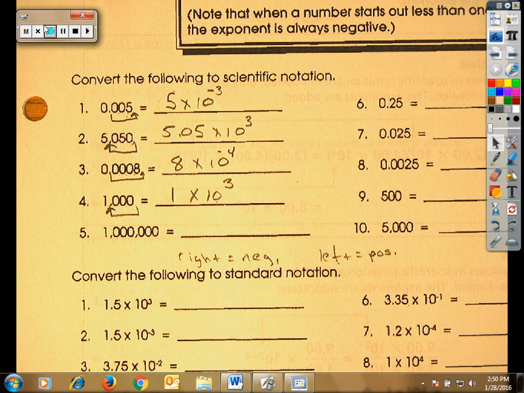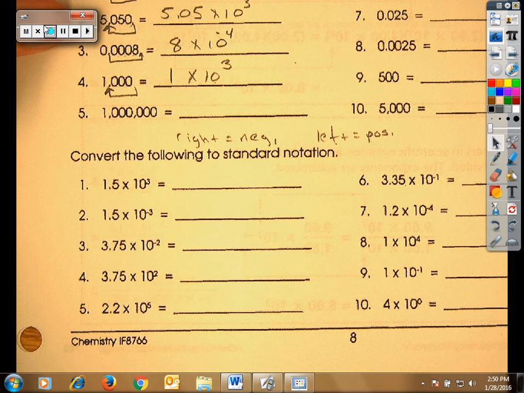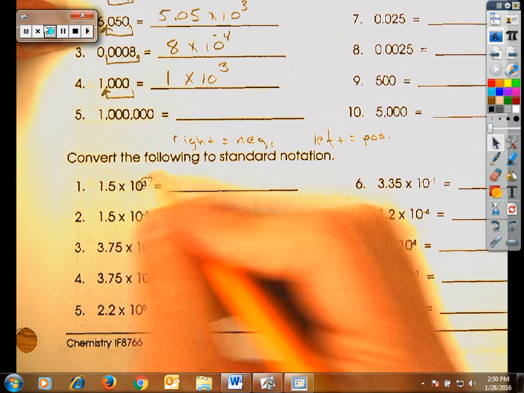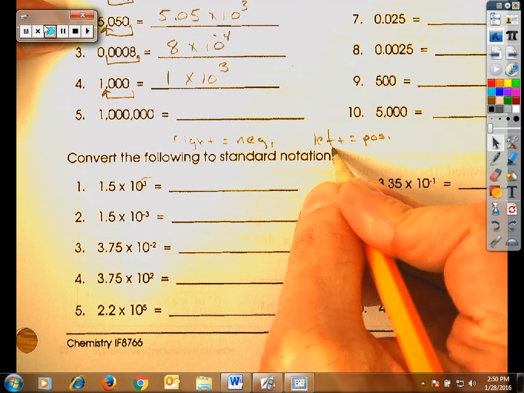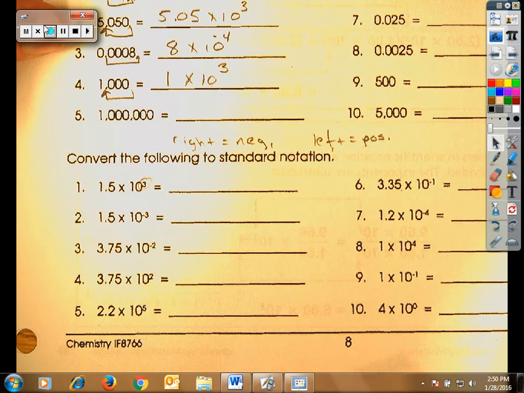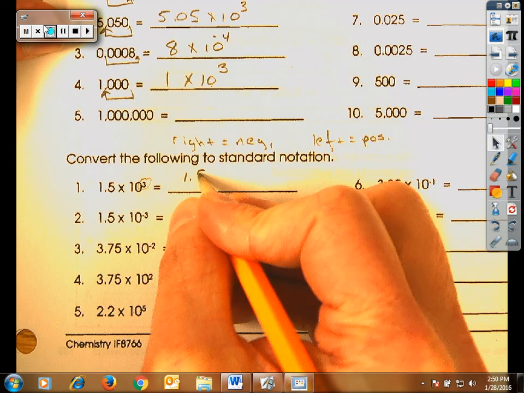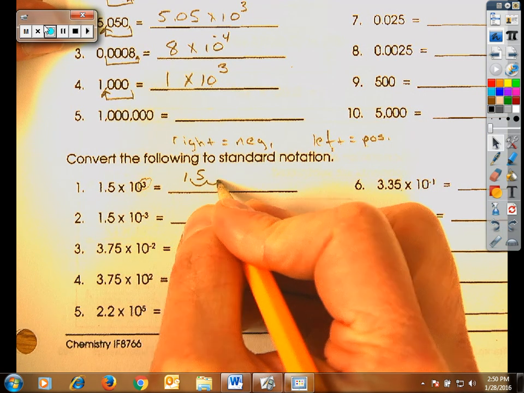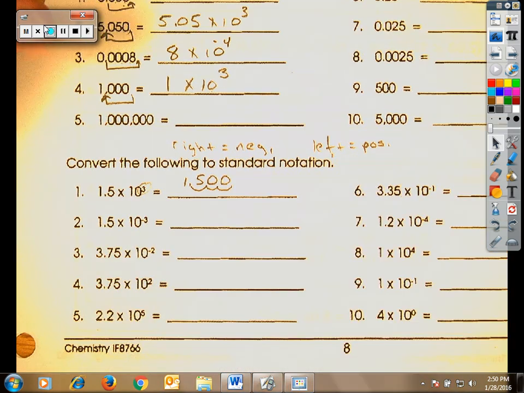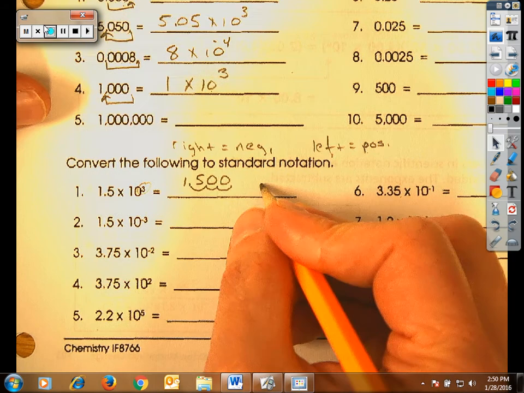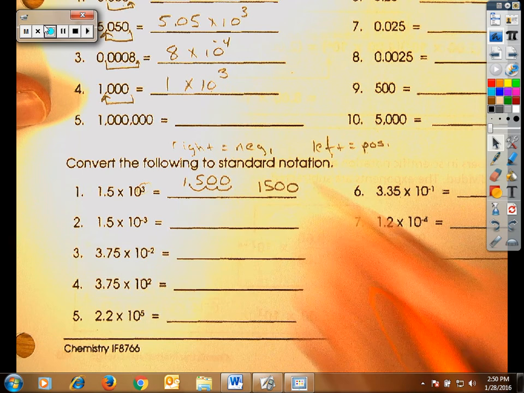That's how you put them into scientific notation. To take them out of scientific notation, you do the opposite. You got the positive exponent by moving to the left. To undo it, you got to go to the right. So we take 1.5, move it 3 places to the right, fill in the empty spaces with zeros, 1,500.